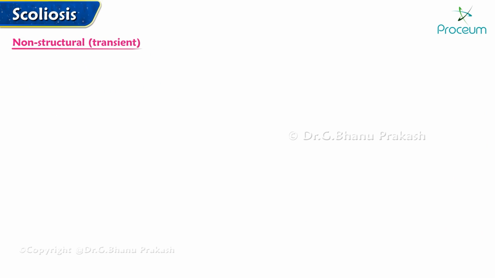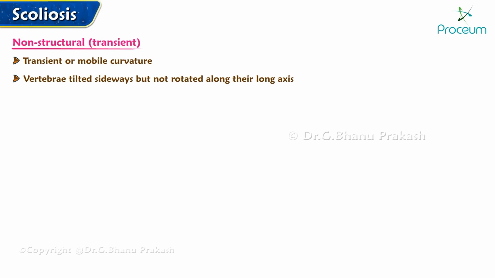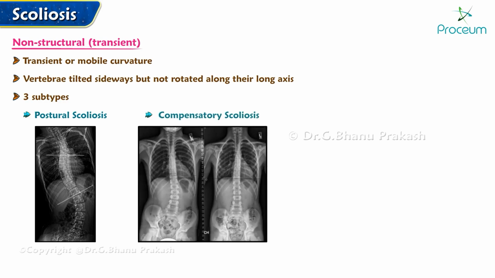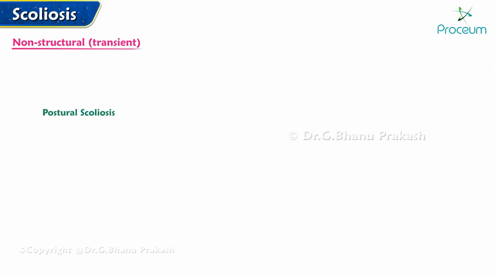First, we'll talk about nonstructural scoliosis. Nonstructural scoliosis is characterized by a transient or mobile curvature, where the vertebrae are tilted sideways but not rotated along their long axis. Three subtypes fall under this classification: postural, compensatory, and sciatic scoliosis.